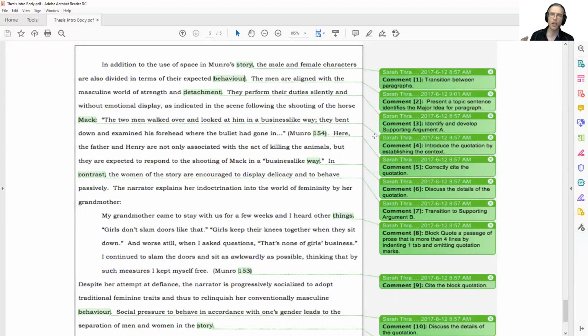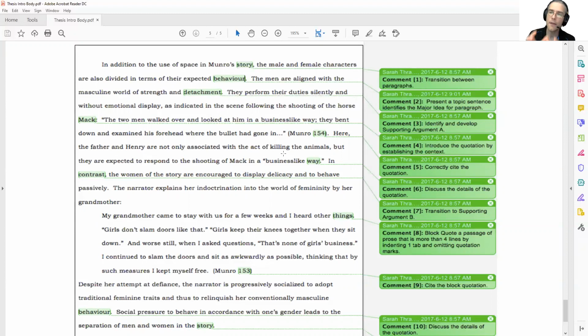Now, it's not just enough for me to leave this quotation as it stands. I need to analyze it. I need to show how this example, in specific detail, really shows that the men are aligned with the masculine world of strength and detachment. I've given my claim, I've given my piece of evidence, and now I need to analyze my evidence to prove my claim. Here, the father and Henry are not only associated with the act of killing the animals, but they are also expected to respond to the shooting of Mac in a business-like way.